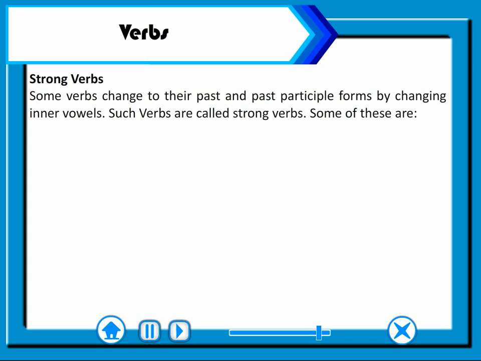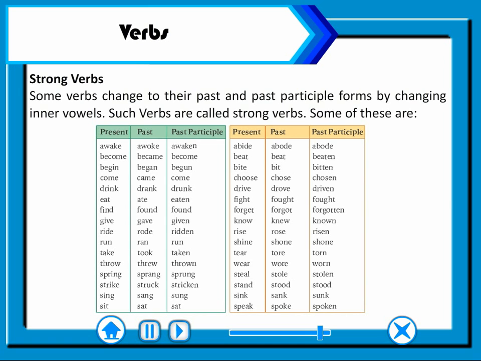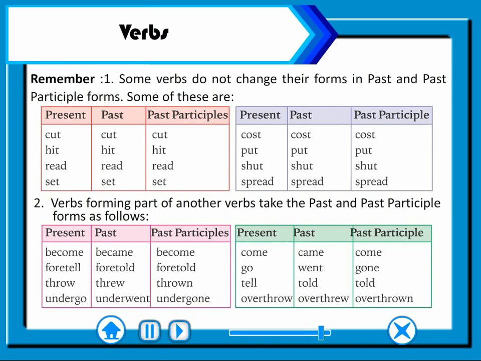Remember, some verbs do not change their forms in past and past participle form. Some of these are present, past, past participle. Cut, cut, cut. Hit, hit, hit. Read, read, read. Set, set, set. Cost, cost, cost. Put, put, put. Shut, shut, shut. Spread, spread, spread.